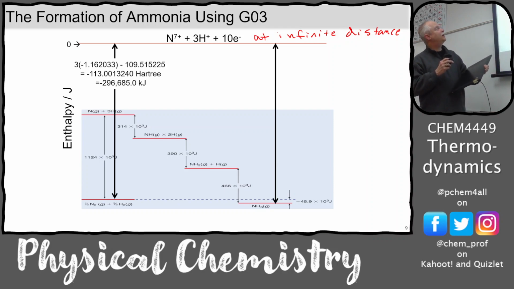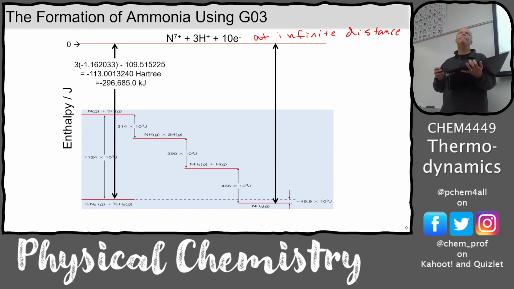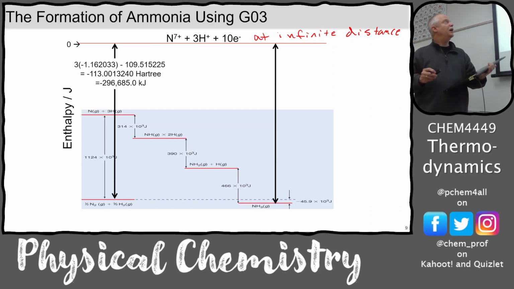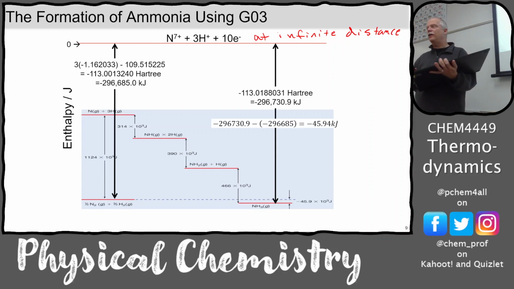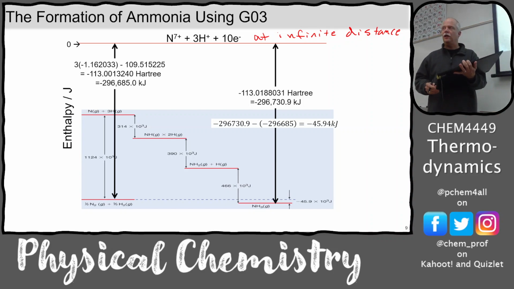And notice the numbers here. I've taken this is the hydrogen atom energy, enthalpy, and I've multiplied that by 3. And here's the nitrogen. So I add all those together, and I get this many Hartrees, and it's like 2,565 kilojoules per mole per Hartree. So that's what we get for those. And then over here, this is the energy in Hartrees of the ammonia molecule. And if I take the difference between these two, I get 45.9. So that's pretty good. So Gaussian is a darn good program. It can reproduce a lot of these thermodynamic properties.